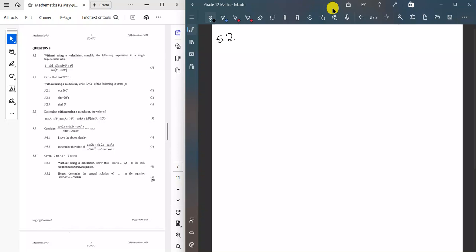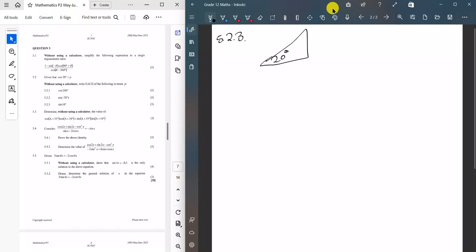Now 5.2.3. Remember, guys, here you have sine 10. You need to ask yourself about sine 10, and we also have cos 20 degrees. Now I'm using the diagram because I don't want to make mistakes. 20 degrees. We had cos 20.